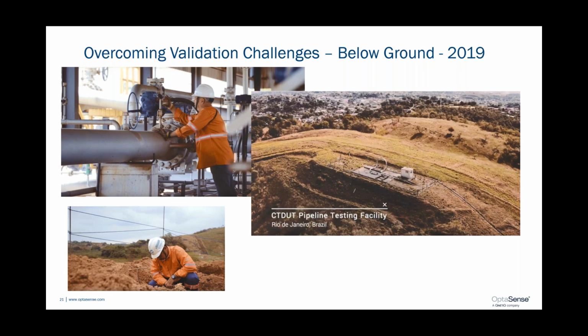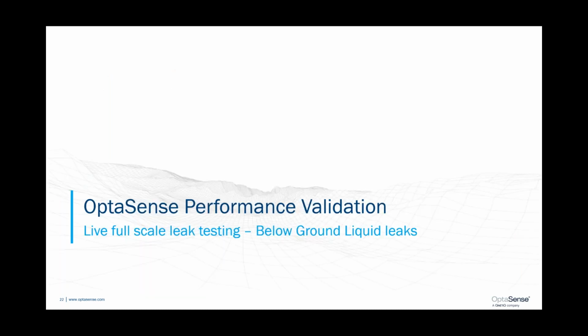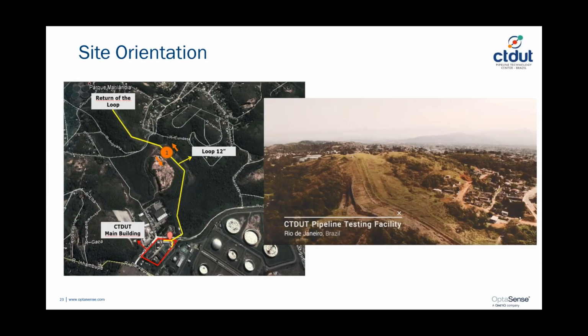So to carry out the below ground work, we looked for a useful validation facility, and the most appropriate one we could find was the CTDUT pipeline test facility situated outside Rio de Janeiro. And this, again, has all the requirements that we've noted as being important. This 2.5 kilometer or so length of the flow loop. It's an out and back arrangement, as we can see from some of these diagrams. And we've conducted, during 2019, 2 sets of full-scale leak tests.